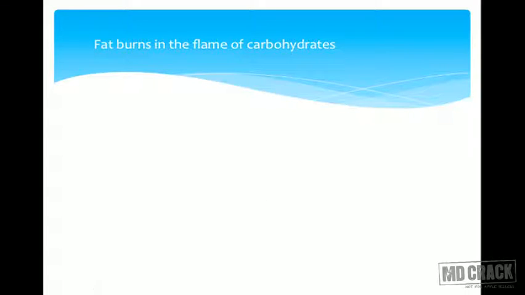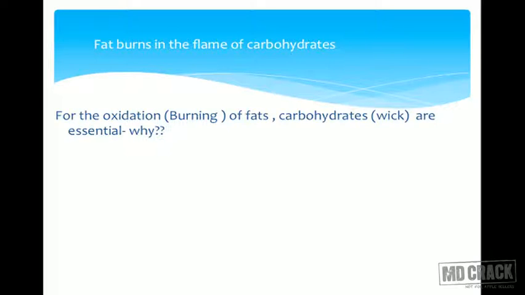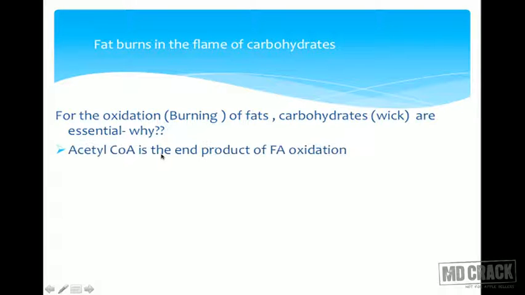So can we justify this statement within our body? Can this really happen? Yes. What is that carbohydrate and what is that fat? So for the oxidation or burning of fats, carbohydrates are essential. The wick is essential. And why is it?